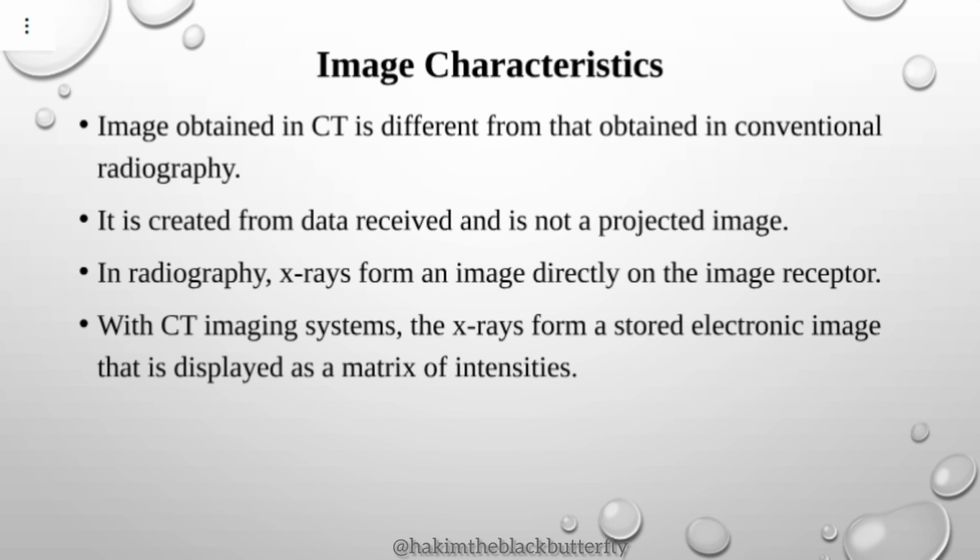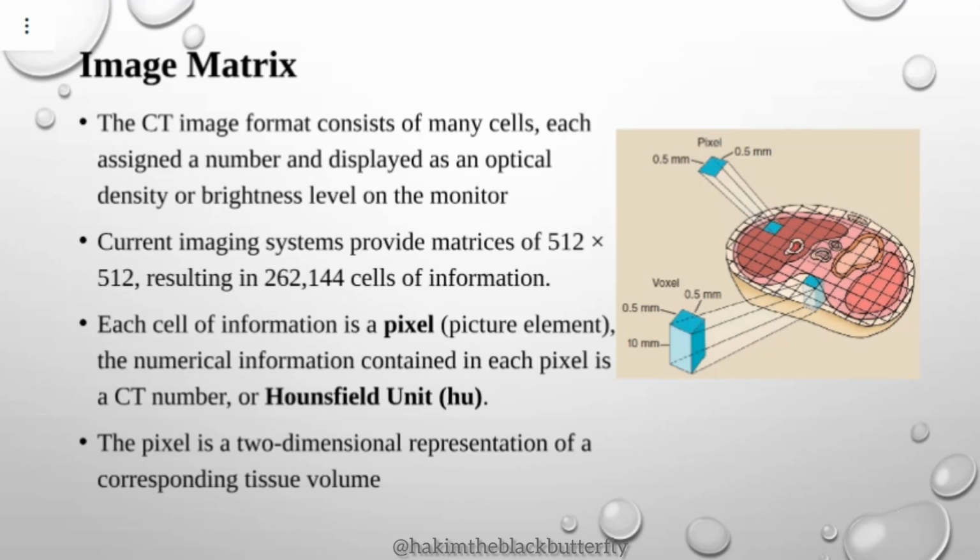In radiography, X-rays form an image directly on the image receptor. The images are just projected on the image receptor, just like a torch. When you project it on objects, those objects are going to cast shadows behind them. With the CT imaging systems, the X-rays form a stored electronic image that is displayed as a matrix of intensities.